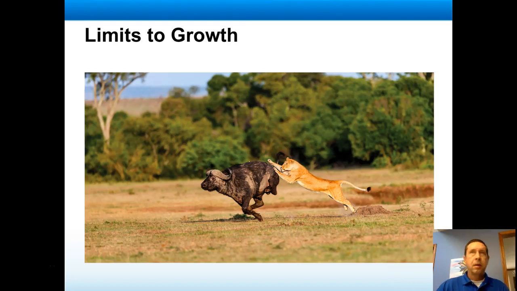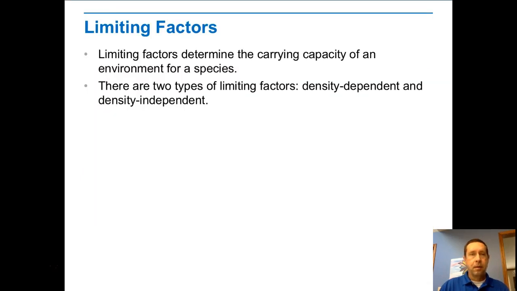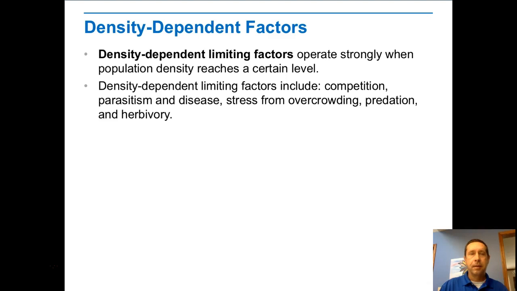All right, in this video, we're going to talk a little bit about things that can limit the size of populations, or limits to population growth. So what are limiting factors? Limiting factors are anything that can limit how big a population can be. They're the things that set the carrying capacity for an environment for a particular species. And there are two kinds of limiting factors, density dependent and density independent.